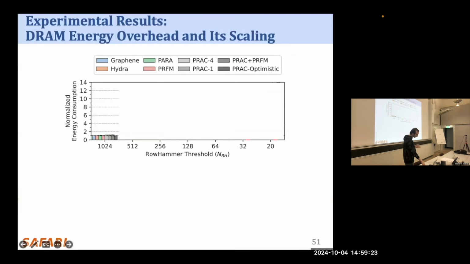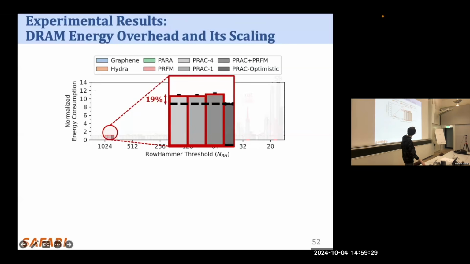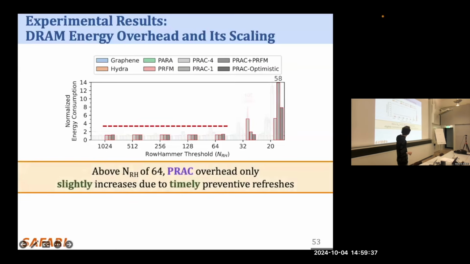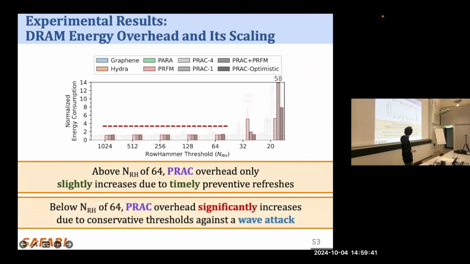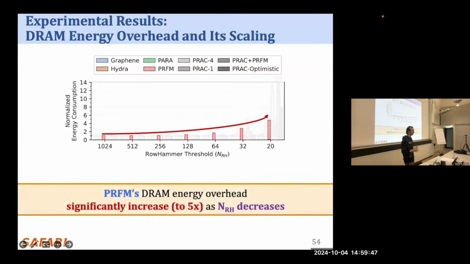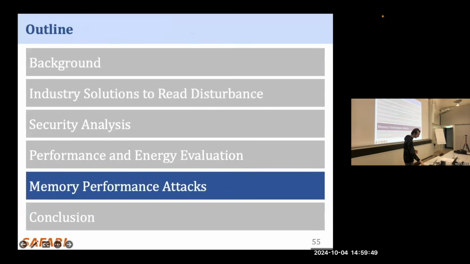I also show the energy results. On the x-axis, we again see the RowHammer threshold, and on the y-axis, we have the energy results. We similarly see that PREC has high DRAM energy overheads due to the increased DRAM timing parameters. And we also see that PREC's energy overheads scale well until RowHammer threshold of 64. However, it has large overheads after RowHammer threshold of 64. And we again see that PRFM's DRAM energy overhead significantly increases as RowHammer thresholds decrease.